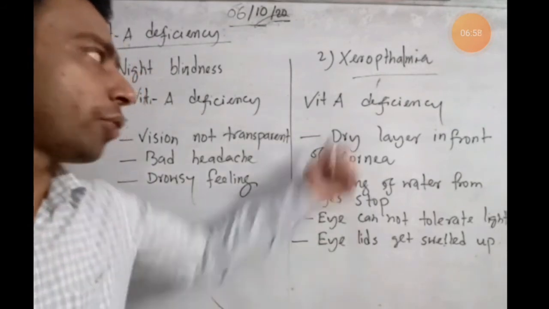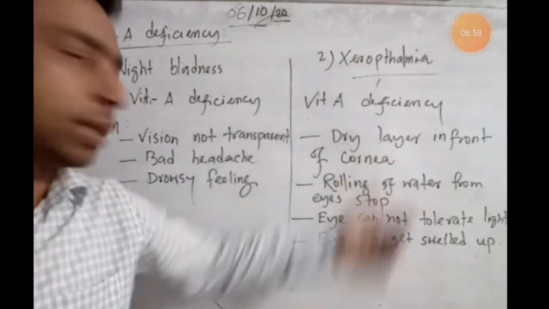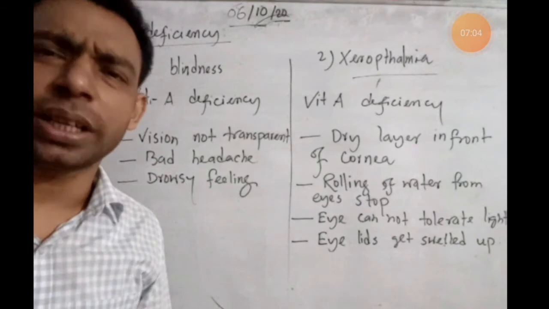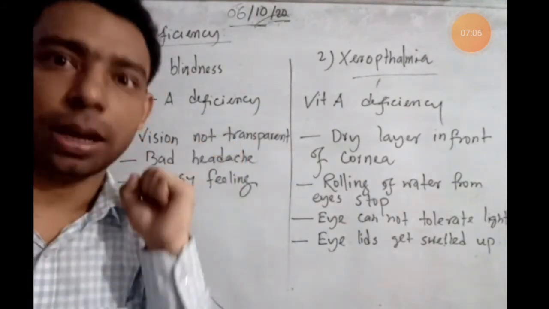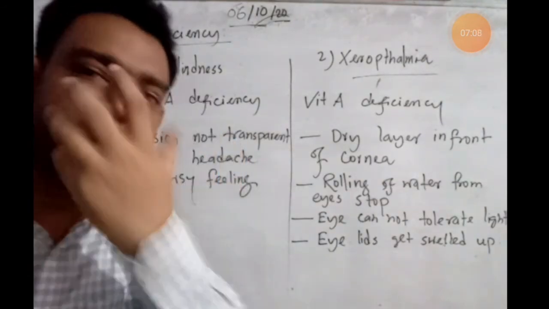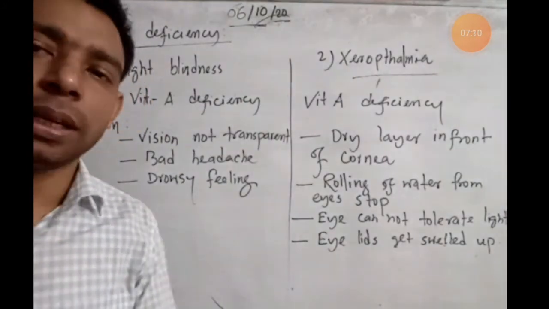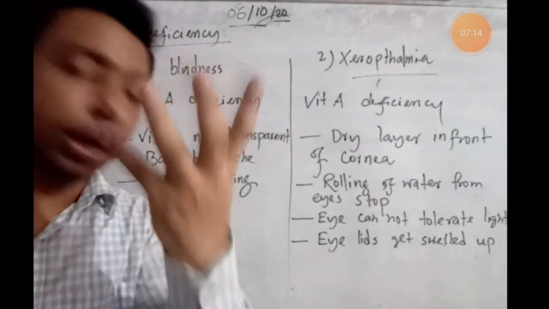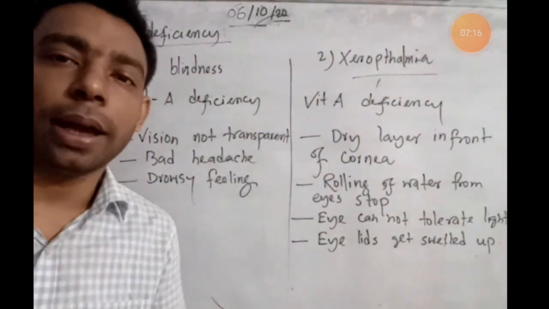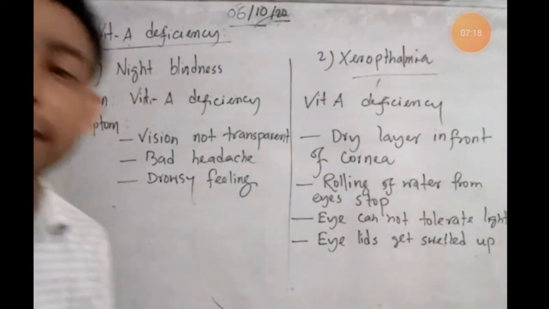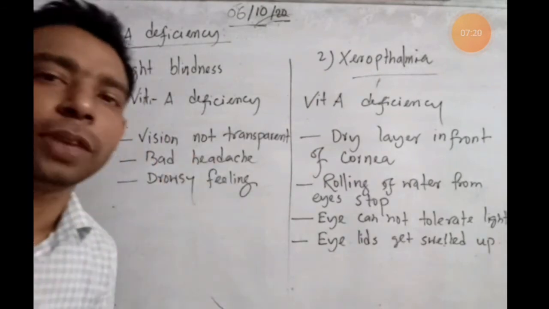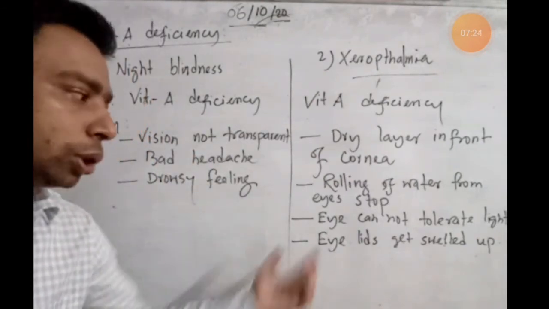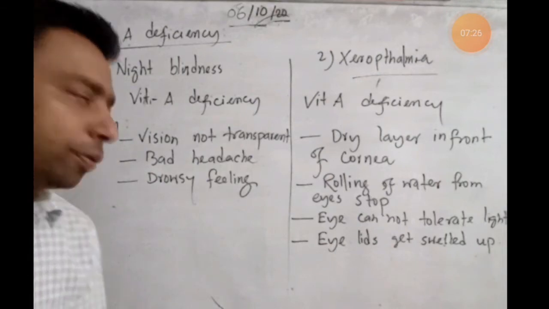I cannot tolerate light. Yes, any light I cannot tolerate, so spectacles or glasses are needed, then it can be easier. Eyelids get swelled up. Though there is no tear or crying situation, the eyelids will sometimes swell up. This is also a symptom of xerophthalmia, and all of them are getting this.